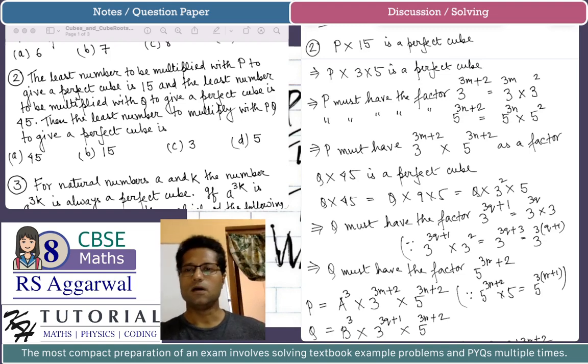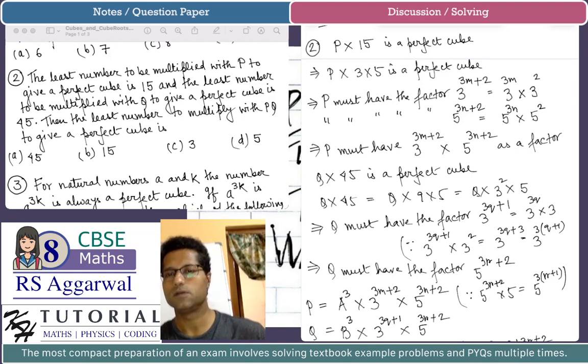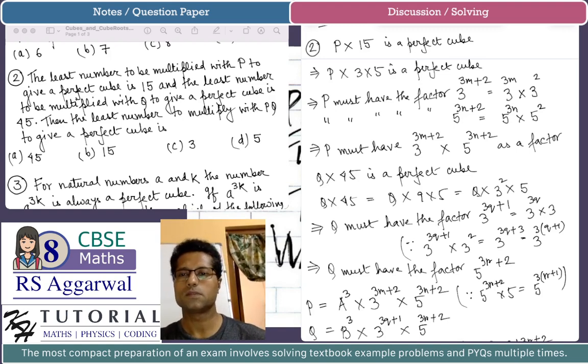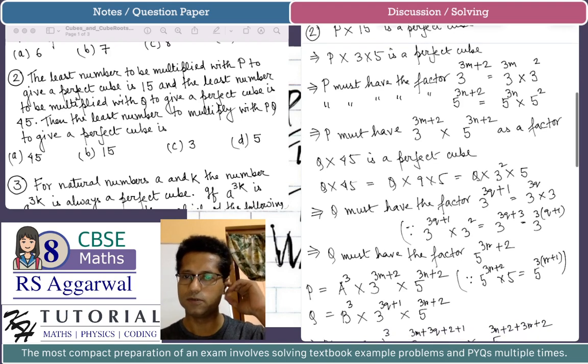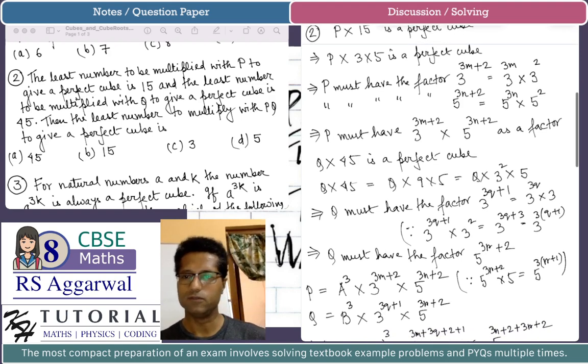That is because in the number 15 the factor 5 is occurring 1 time. So definitely the number P might have 2 factors of 5 which are not part of any triplet. So the factor of 5 in P must be of the form 5 to the power 3n plus 2. So P must have 3 to the power 3m plus 2 multiplied by 5 to the power 3n plus 2 as factor.